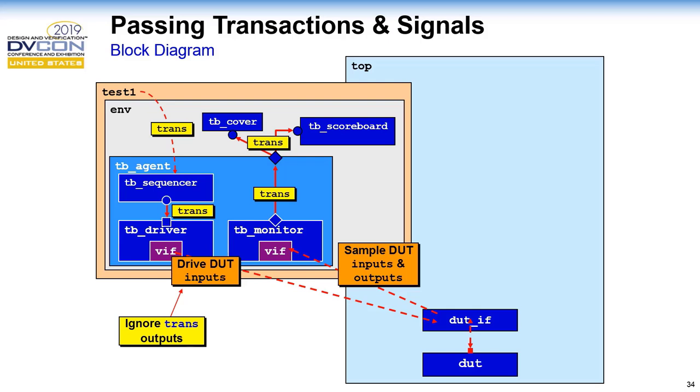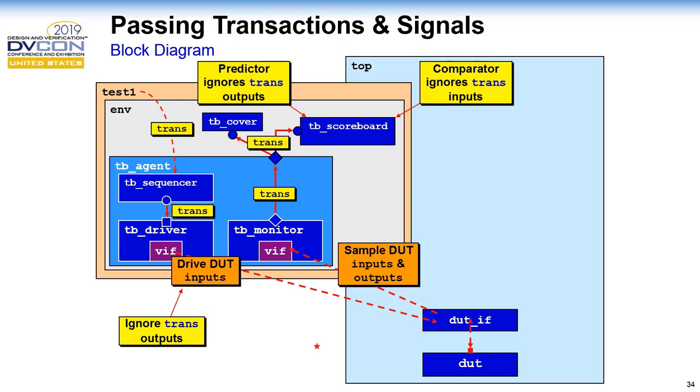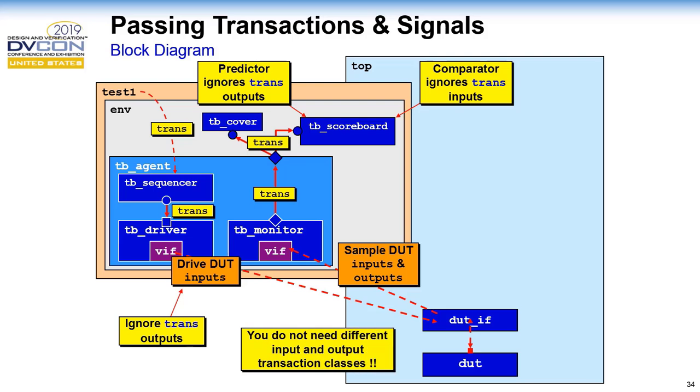And so on this one, we are going to take advantage of both the inputs and outputs. But once you get into the scoreboard, typically you have some type of prediction mechanism. And in the prediction mechanism, again, you ignore the outputs. You just look at the inputs to predict what the outputs should have been. And then on the comparator side, it typically ignores the inputs. It just says, I'm going to take the outputs that I've sampled and compare those to the predicted outputs from the predictor in order to prove that this design is working or not. And so you've got these transactions that have all the fields in it. You don't need separate input and output transactions.